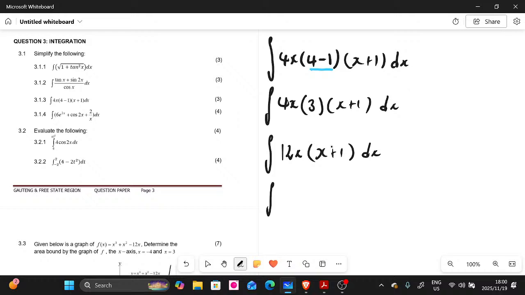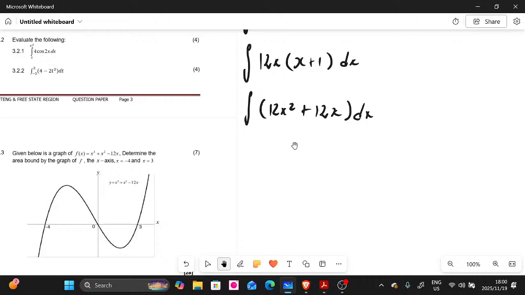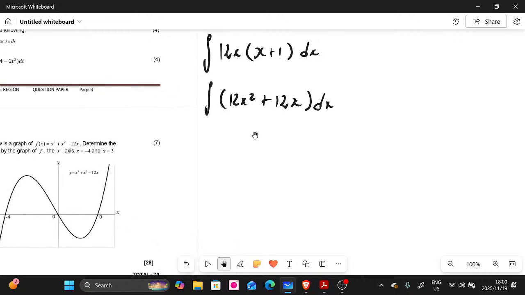Right, so let's continue. 12x multiplied by x gives us 12x squared. 12x multiplied by 1 gives us 12x, and that's it. Now our question is simplified enough for us to integrate. This is a standard integral. We don't have to worry about a lot of things here, we just have to integrate this.